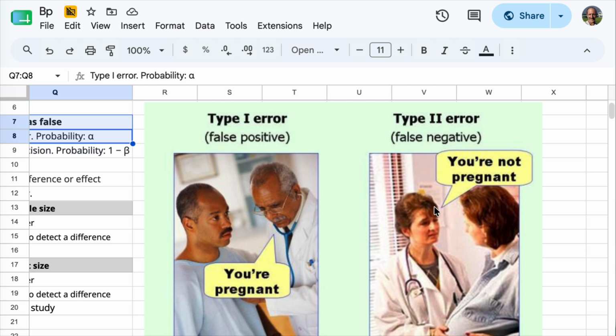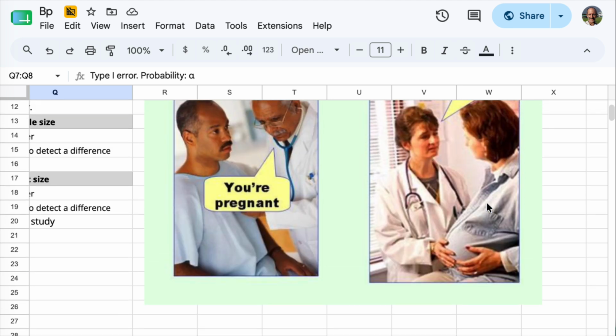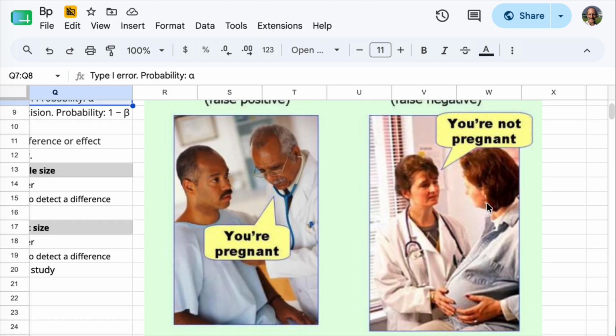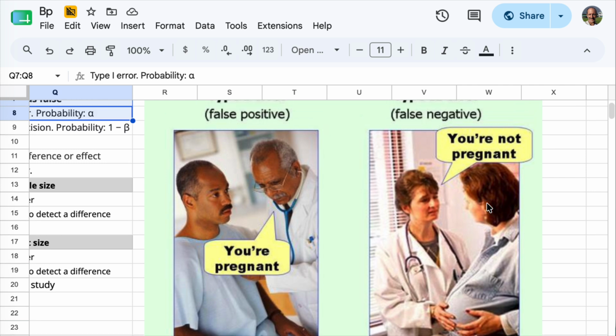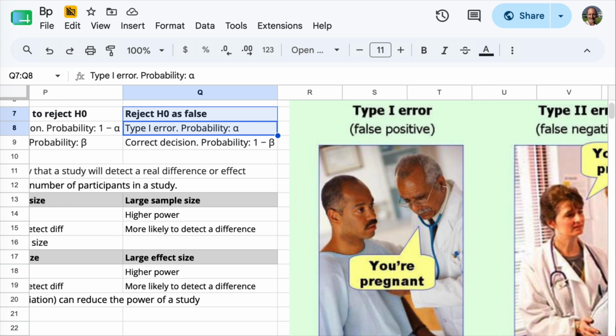But the other possibility is a false negative error, like this type 2 false negative error here. The gynecologist telling this woman, don't worry, you're not pregnant. If indeed she is pregnant, that would be a false negative. That's a type 2 error, and our risk of a type 2 error is referred to as beta.